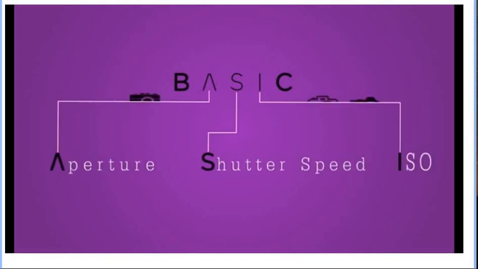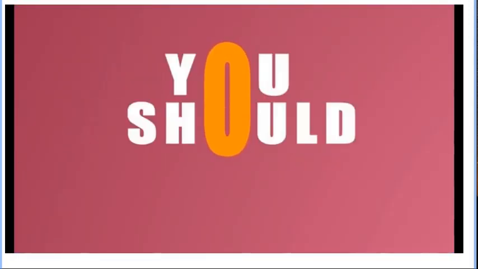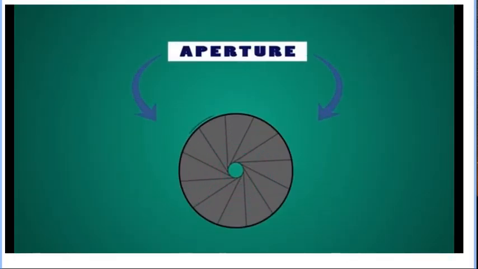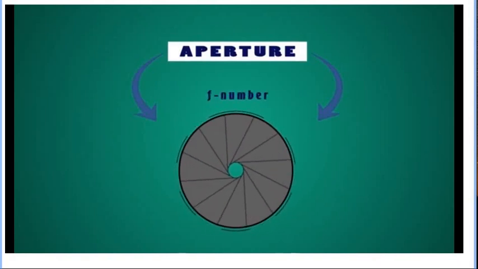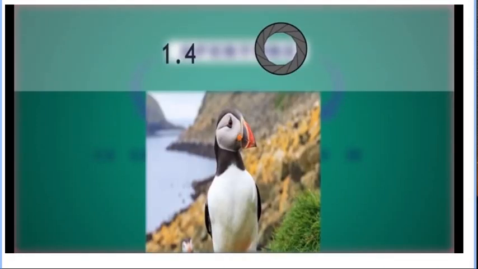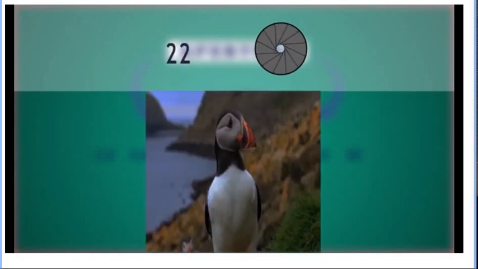Any professional DSLR gives you the liberty to change the values for all the three. But before changing the values, you should know what they mean. Let's start with the aperture. It looks something like this, and it controls the amount of light entering the camera and is expressed in f numbers. Lower the f number, larger the aperture and more bright the image will be. Higher the f number, smaller the aperture and more dark the image will be.